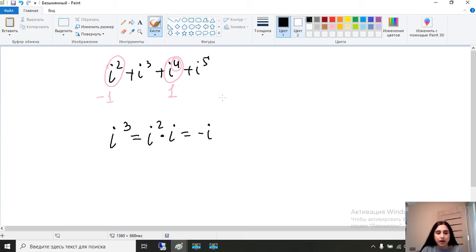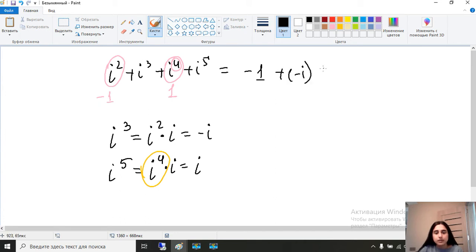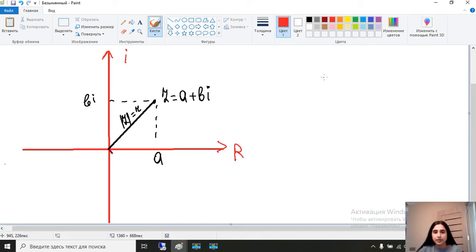Now let's find i to the power of 5. I may express it as i to the power of 4 times i, so just i. Because this i to the power of 4 will be 1, I got the answer of i, sorry. So let's substitute them. Negative 1 plus negative i, then plus 1 plus i. I will get negative 1 minus i, then plus 1 and plus i, so finally just 0.